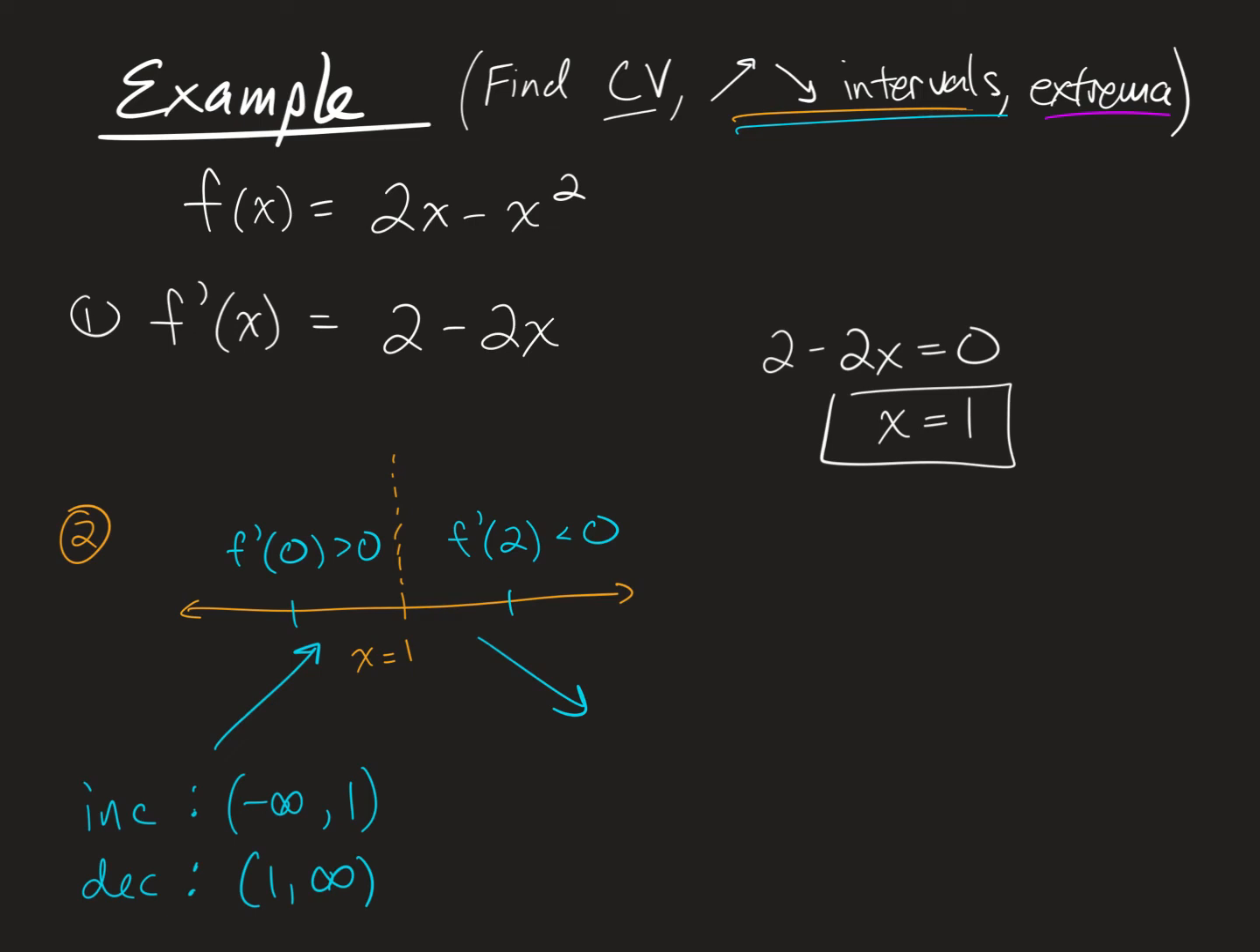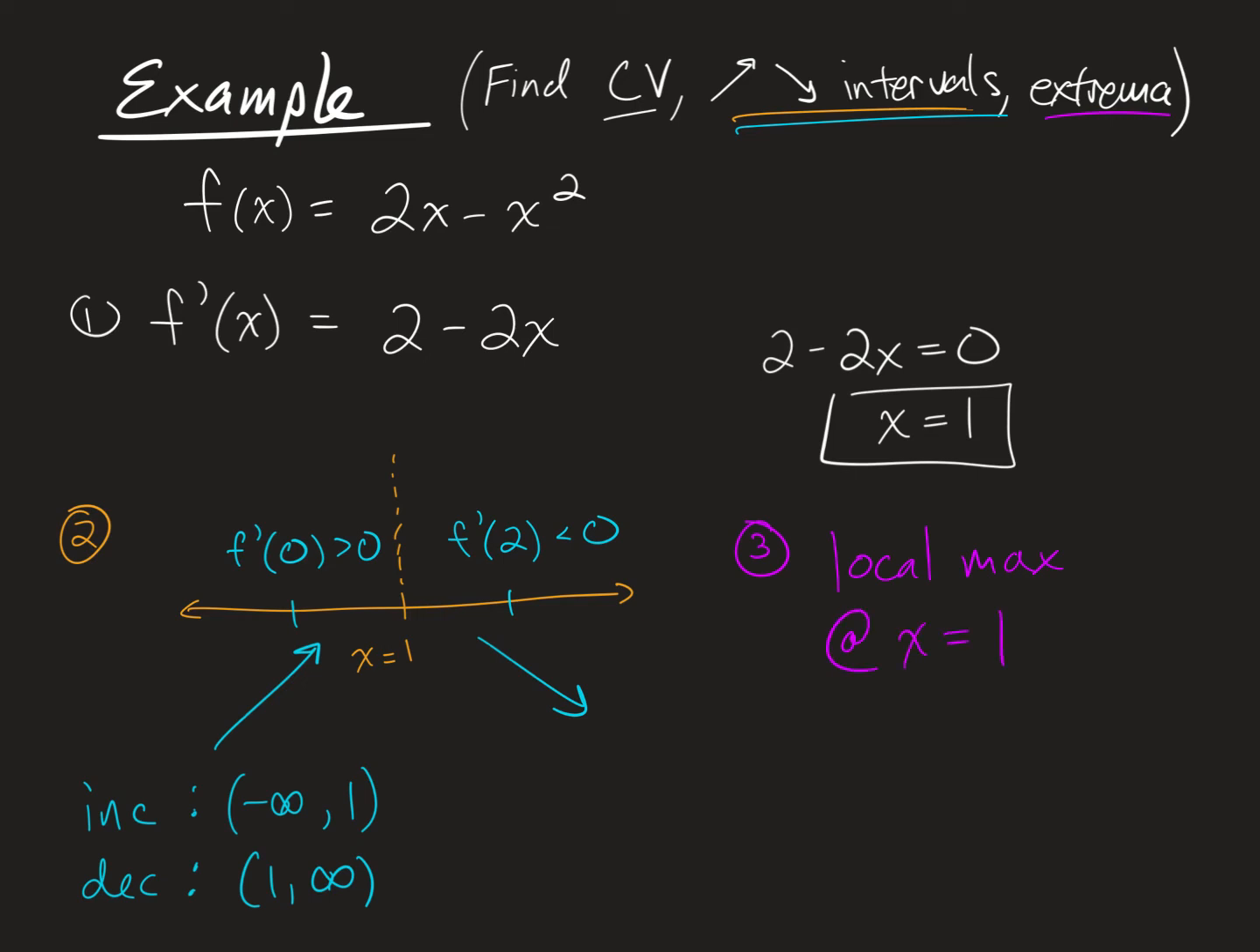It is best just to call these local extrema because without the graph, we don't know if it will be a local or an absolute extrema. But what we can do is use this graph we made over here to find the intervals where the function is increasing and decreasing, and notice that at x equals 1, from left to right, it stops increasing and starts decreasing. So this will have a local max at x equals 1.